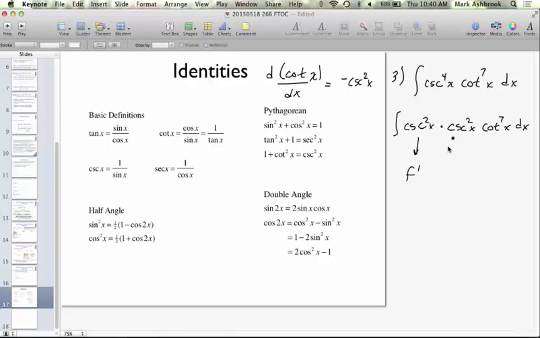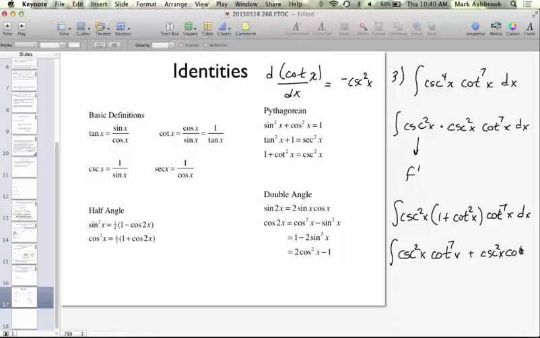Okay, so I need to switch this into cotangent. How do I do that? Yep, this will be 1 plus cotangent squared. And so then I can distribute this stuff out, and I get cosecant squared x times cotangent to the 7th plus cosecant squared x times cotangent to the 9th.